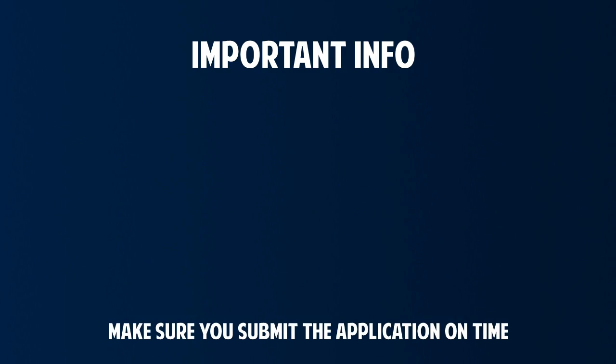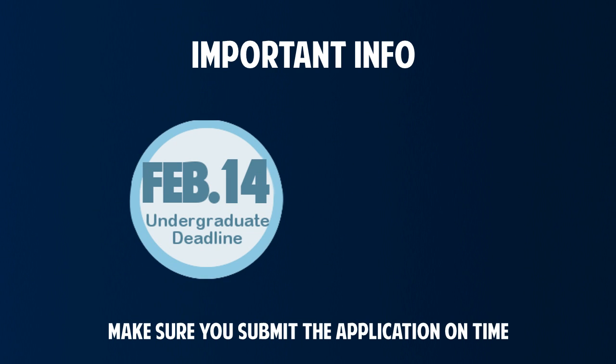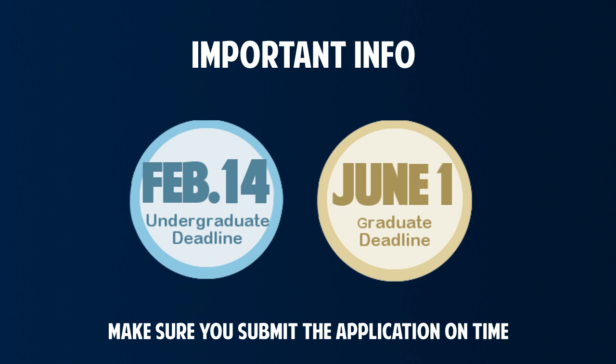However, you must make sure you submit your application on time. Undergraduate students should submit the application during Phase 1 by February 14th, and graduate students may submit the application during Phase 2 no later than June 1st. It is suggested, though, that grad students submit the application by February 14th to ensure that they may be considered for scholarships that are available to both grad and undergrad students.